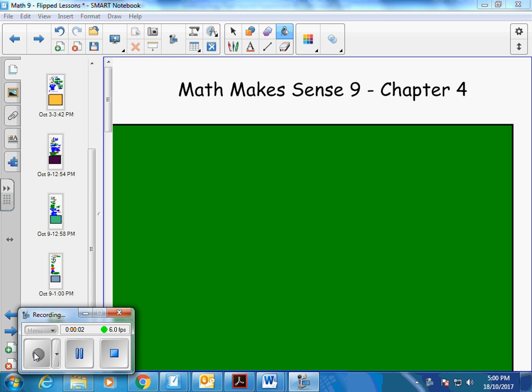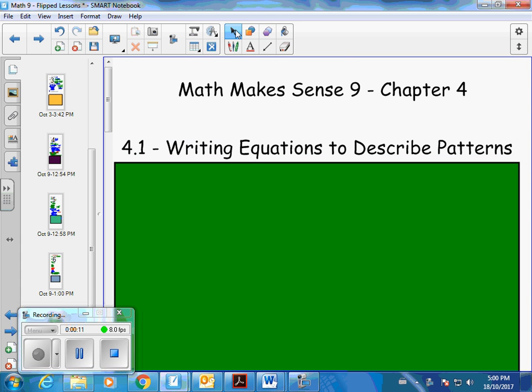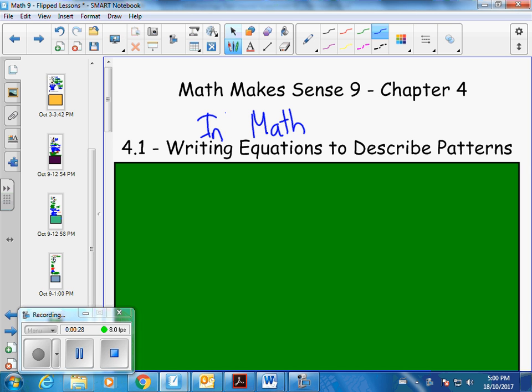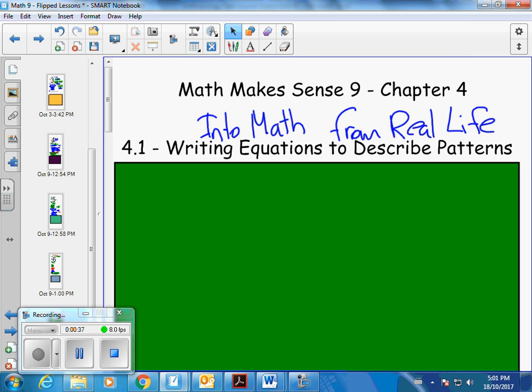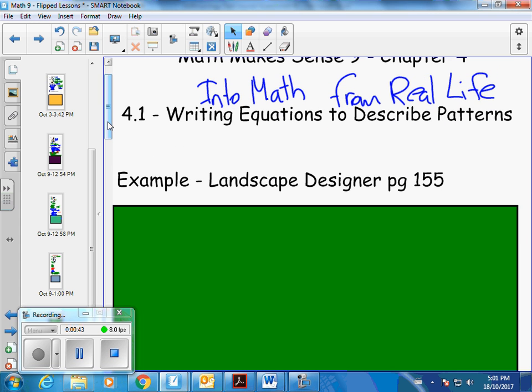Welcome to math class. We are going to be continuing on in our Math Makes Sense 9 textbook. We're doing chapter 4, but we are going to be looking at one of the trickier skills in the Math 9 course, which is we have to actually write math equations to describe real life patterns. The other way I like to explain this is I'm translating into math from real life.